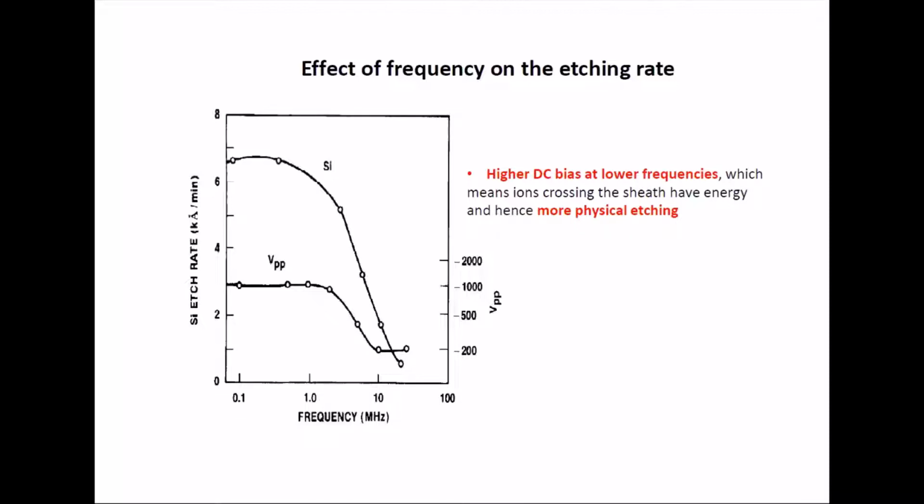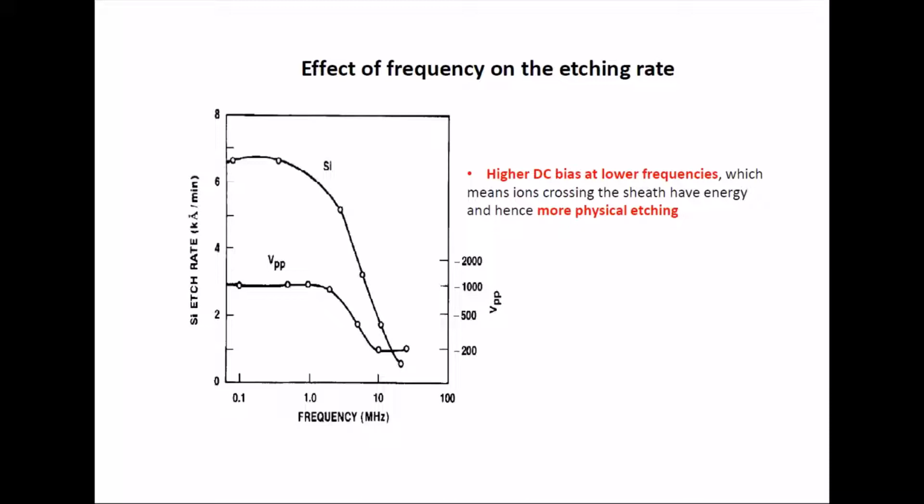Normally, you see the RF1 is set at 13.56 megahertz and ICP1 is set at 2 megahertz. What is the reason behind this? Basically, 13.56 megahertz and 2 megahertz are the industry standard, while 13.56 megahertz is more common for the plasma. Why did they choose this number?